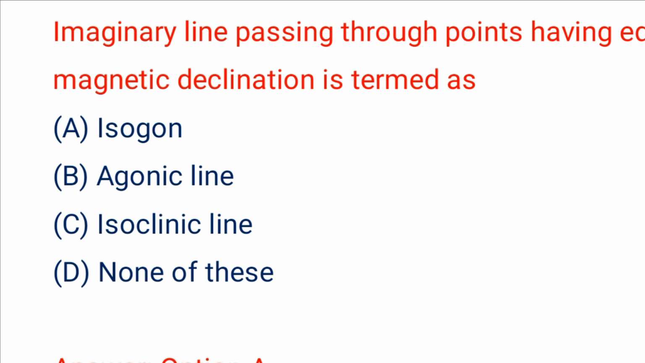Next question, an imaginary line passing through the points having equal magnetic declination is termed as option A isogon, option B agonic line, option C isoclinic line, option D all the above. So the correct answer is option A isogon.